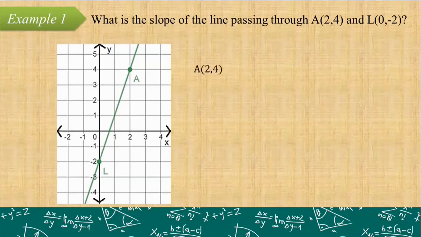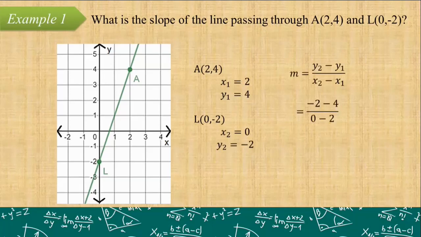So, we have 2, 4. Ang x sub 1 mo ay 2, ang y sub 1 mo ay 4. Ang L naman, ang x sub 2 ay 0, tapos ang y sub 2 ay negative 2. So, substitute lang natin dito sa formula. We have negative 2 minus 4 divided by 0 minus 2. We have negative 6 divided by negative 2, or simply 3. So, in this case, positive nga ang slope at nag-confirm siya sa graph natin dahil yung graph natin is a line that rises to the right.